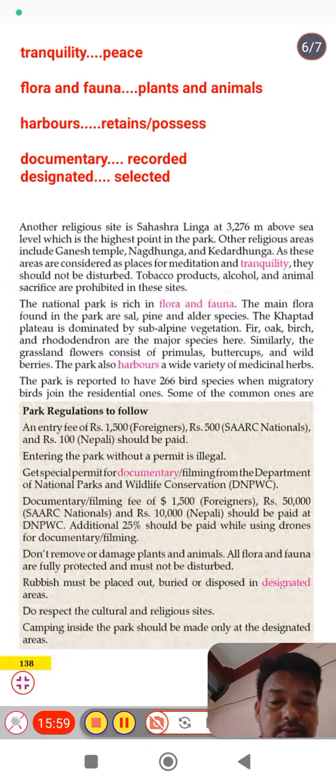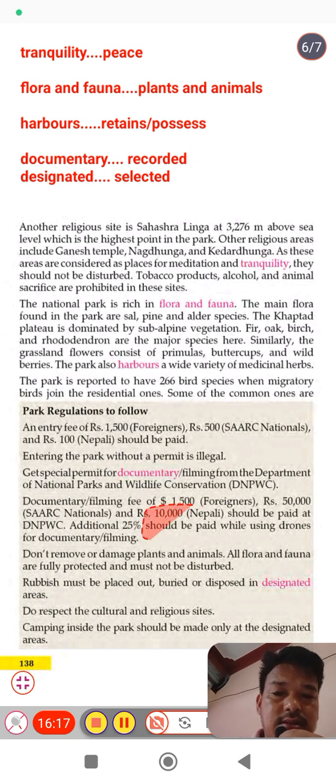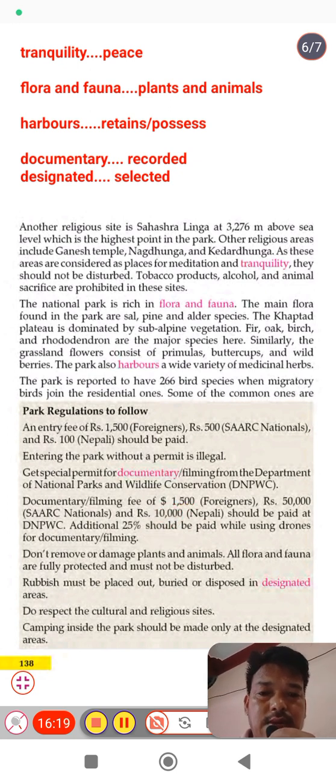So let's talk about the fee for the documentary film. That is $15,100 for foreigners, 50,000 for SAARC nationals, and 10,000 for Nepalis, which should be paid at DNPWC. So this is the charge that visitors have to pay while doing all these activities.